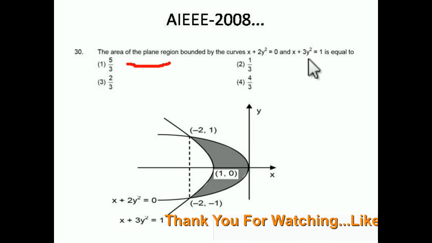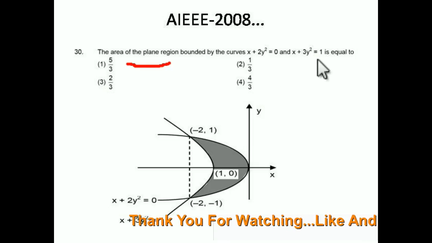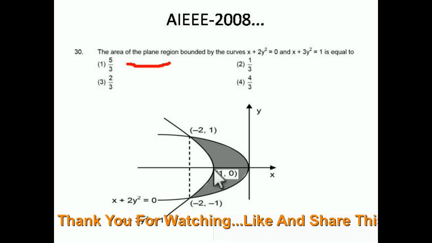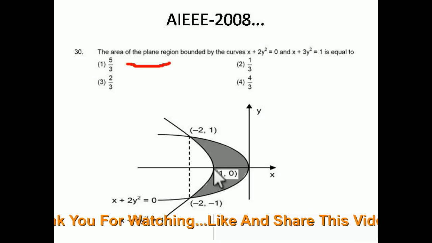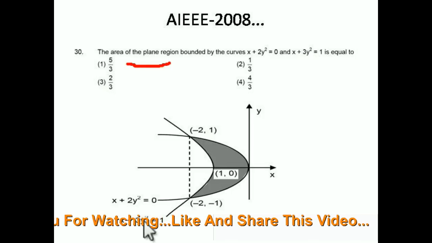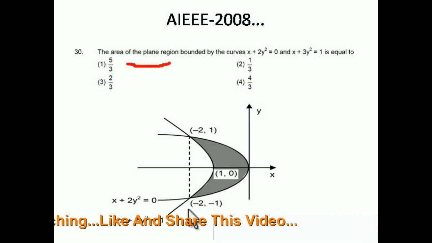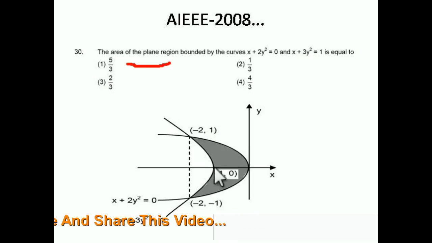Now here y square is equal to (1 minus x) by 3. That means the origin is shifted to this point. If you don't know about that, just put y equal to 0. So we have x is equal to 1. So we have (1, 0), that is the origin.